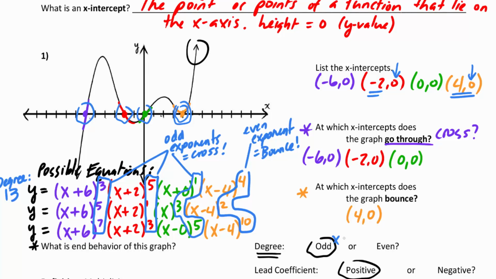13 is definitely an odd number. So that agrees with what we said earlier, with what we predicted. Now what about the degree for maybe the second equation? Well, that would be 11.